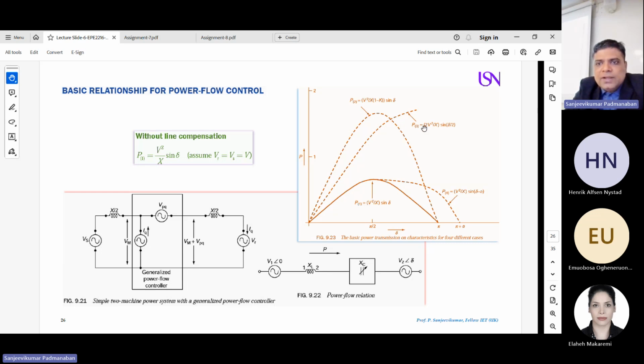And this is an example where you can have 2V square by X into sin delta by 2. If you have a power generation like this, the characteristic is something like this. It's shifted. The peak is shifted from the ideal condition.